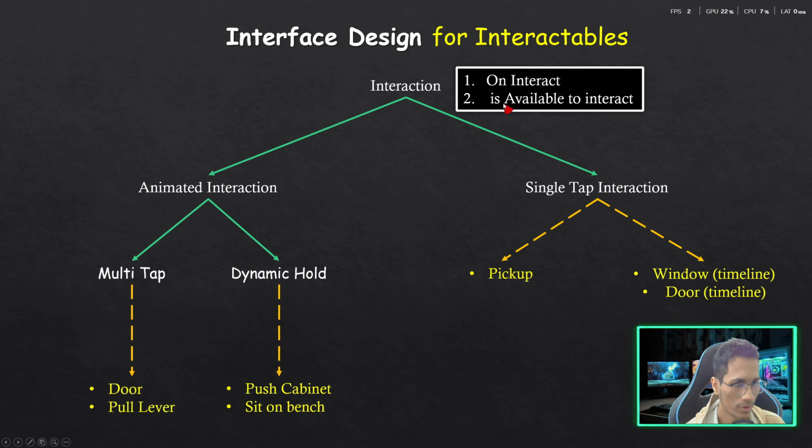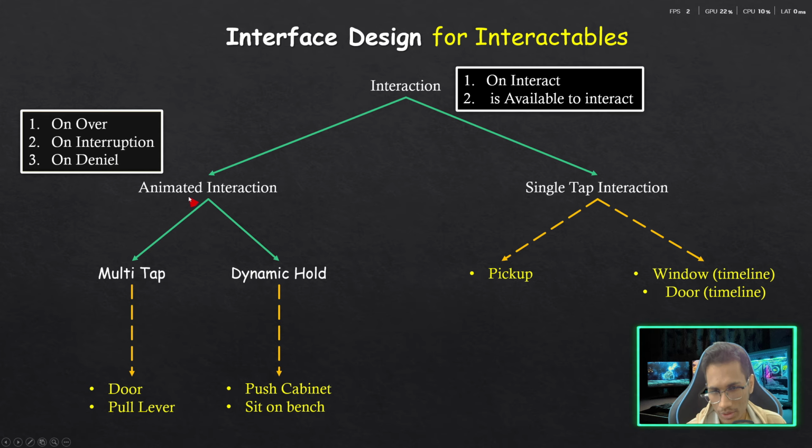Because first of all, is available to interact, you have to check if someone is already interacting, then you cannot do that at the same time unless that interactable supports it. So if you are picking up, if someone else picked up, the other person cannot. So this plays a very vital role. And whenever the interaction begins, on interact will be fired, no matter if it's animation based or non animation based.